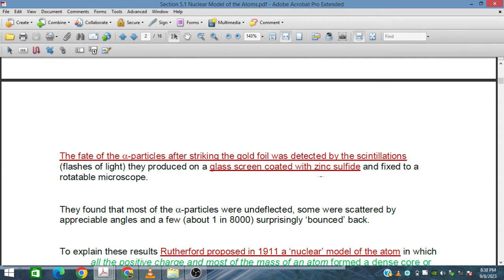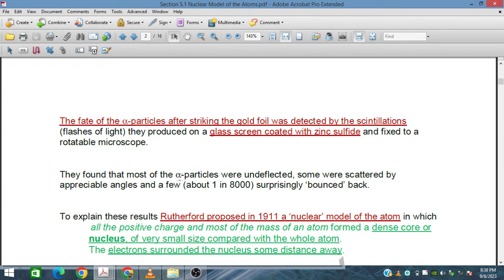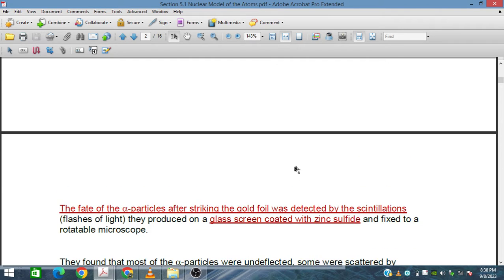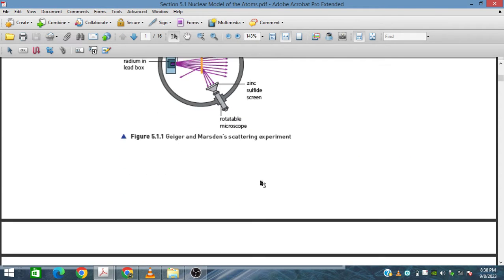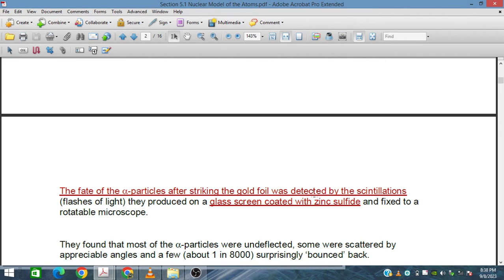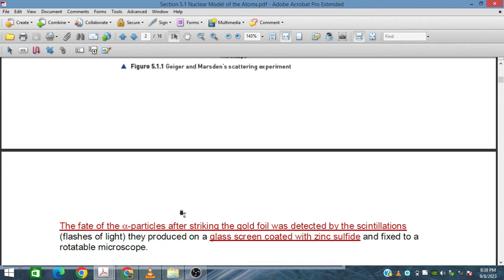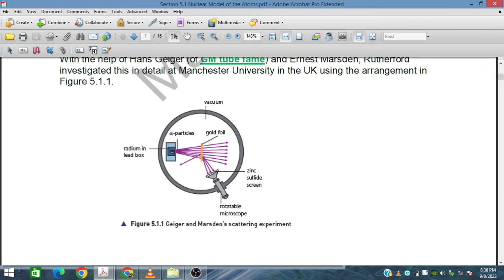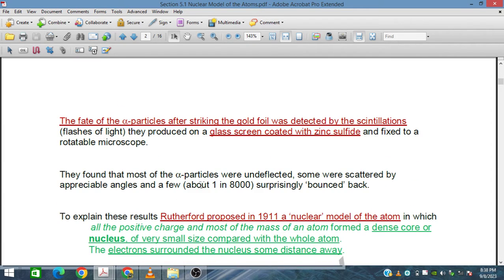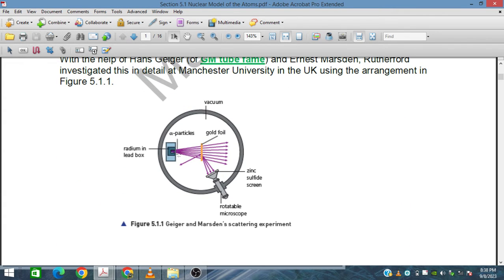This creates doubts about the plum pudding model. They found that most of the alpha particles were undeflected and passed through. Some were scattered by appreciable angles, some deflected, and very few, about 1 in 8,000, surprisingly bounced back. Bounced back means reflected.